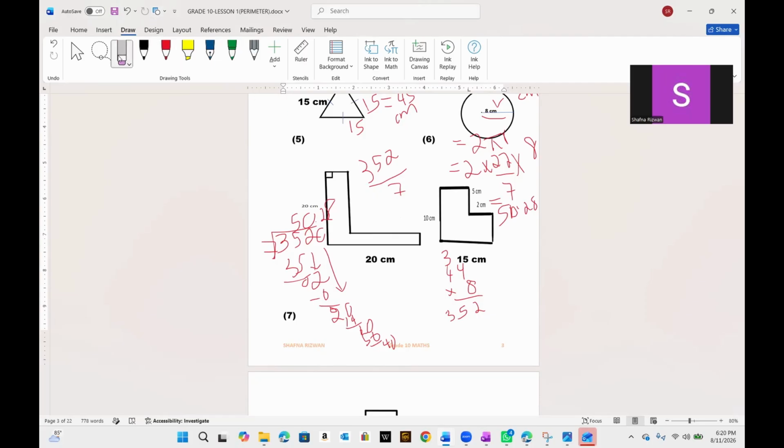I'll erase this division. Wait. I'll give you another question with a different radius, okay? Then I'll show how to simplify it.